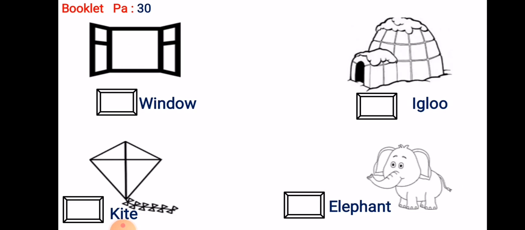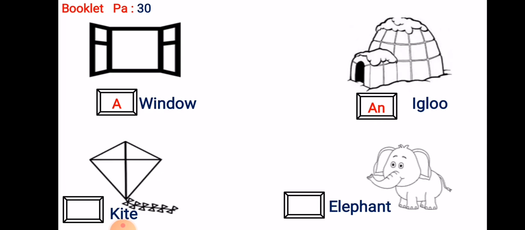Moving to our exercise. Open your booklets, please, on page number 30. Here, we need to put the correct article before the word. Our first word here is window. What do you think? We will use a or an before window? Very good. We need to check our starting letter, which is letter W, one of our consonants. So, a window. And here, igloo. Our starting letter is letter I, one of our vowels. So, an igloo. And here, kite.